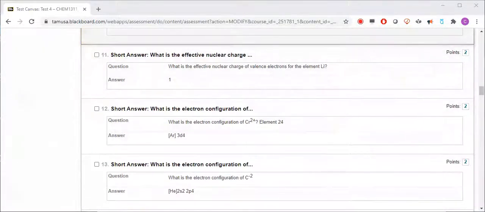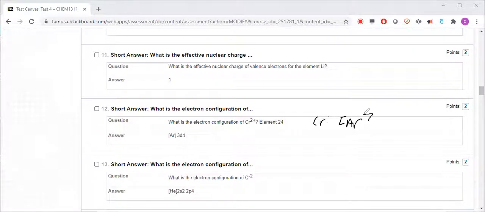What is the electron configuration of chromium 2 plus? So let's do chromium. Chromium, where are you? There you are. Chromium is argon 4s2, 3d4. If I'm plus 2, I'm losing 2 electrons. I lose them from my highest energy level. That's why it's 3d4.